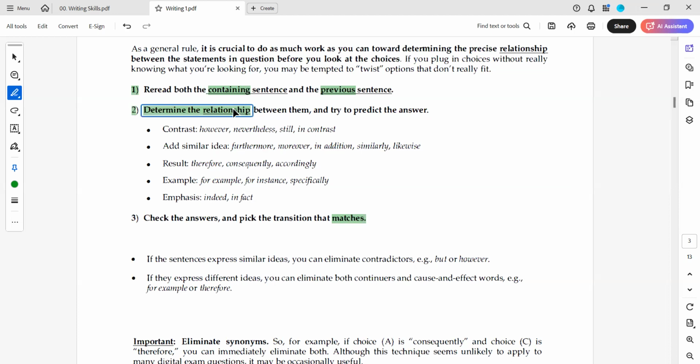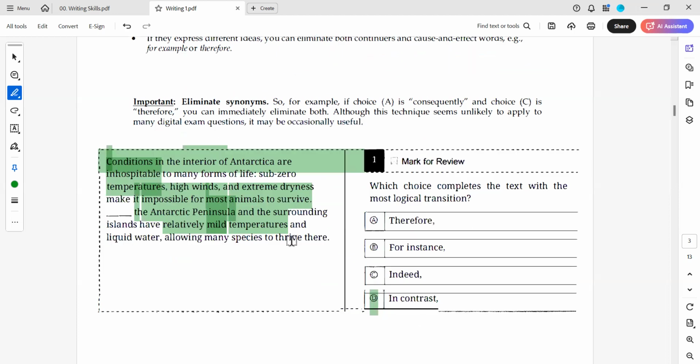Once we're done with that relationship, we already have it. We're going to check the transition. We need to choose the transition that fits that relationship. And here we have. Okay, so in that question, what did we do exactly? Here we had to read the previous sentence and the containing sentence to determine the relationship between them. We figured out that it's a contrast relationship. So we, of course, have to choose the transition that indicates that contradiction.